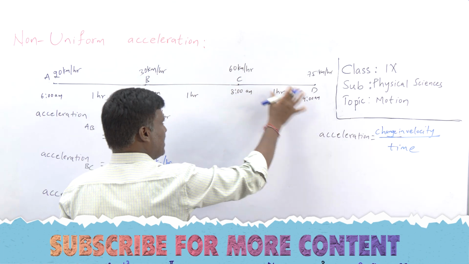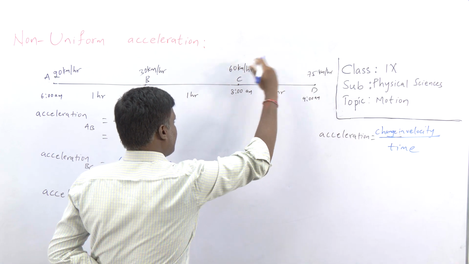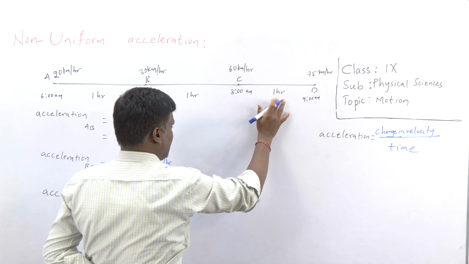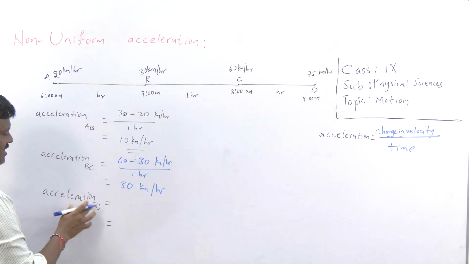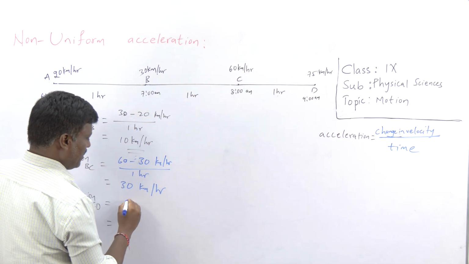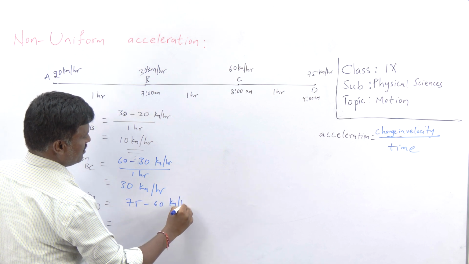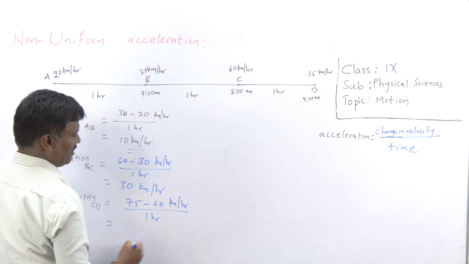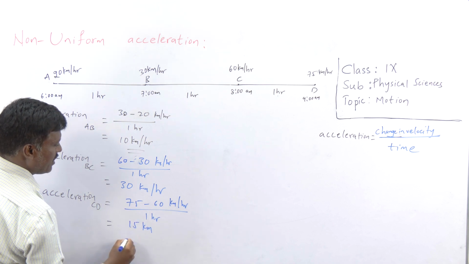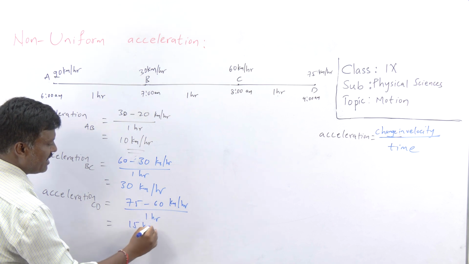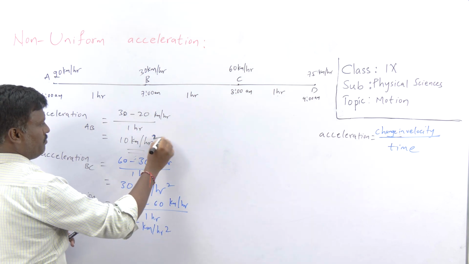Now we are going to find the acceleration between C and D. When we talk about C and D, this will become initial, this will become final. So the change in the velocity is final velocity minus initial velocity by time. So 75 minus 60 by 1 hour. Okay. Acceleration between C and D is 75 km per hour minus 60 km per hour by time. How much? 1 hour. 75 minus 60, 15 km. 15 by 1, 15 km per hour square. Okay. I forgot to write the square in the previous case.